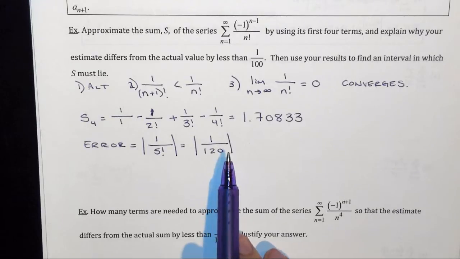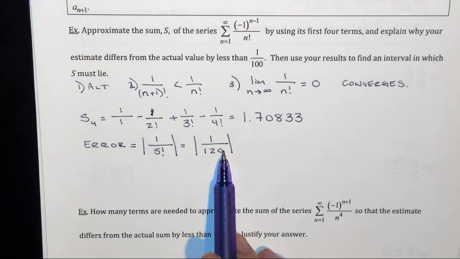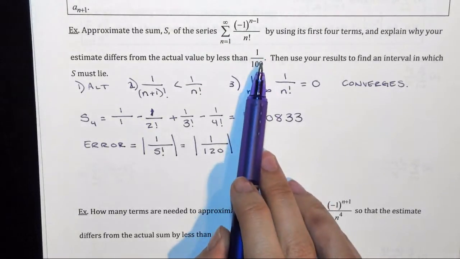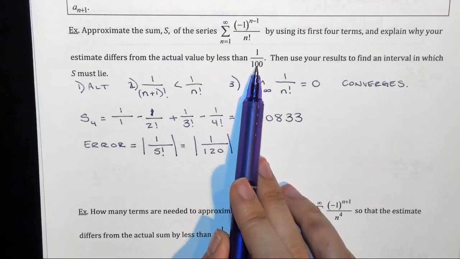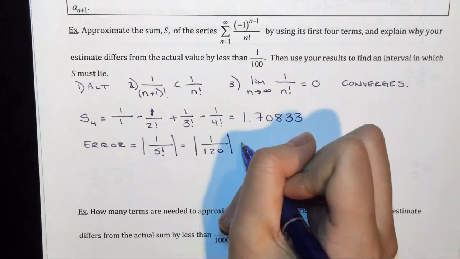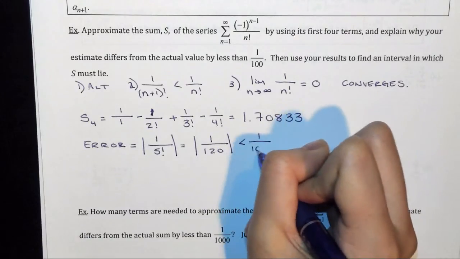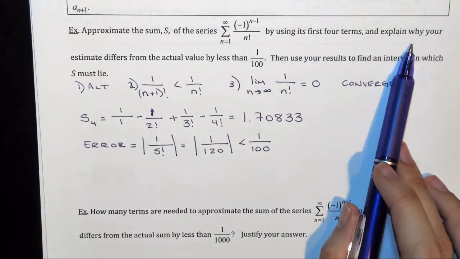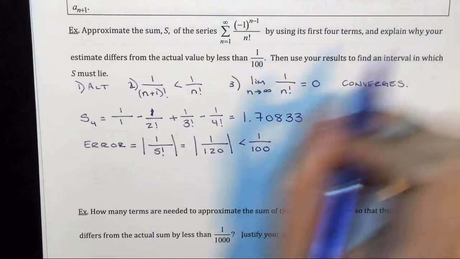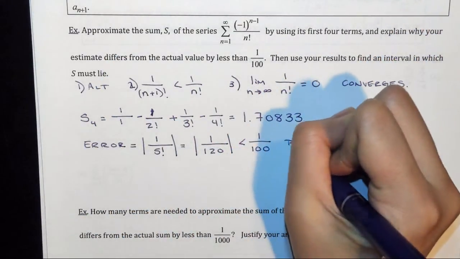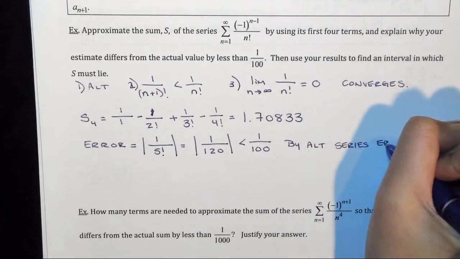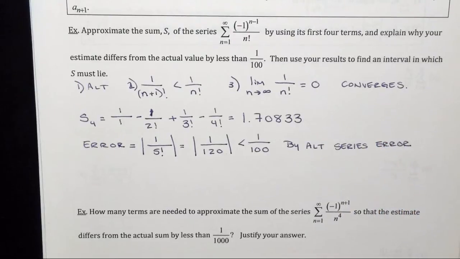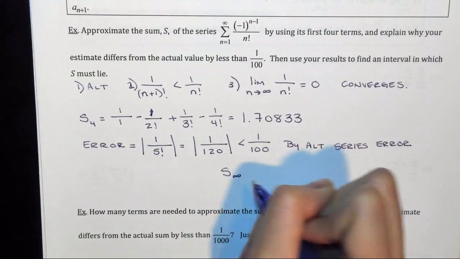If I can say that my error is 1 over 120, and I want to prove that it's off by less than 1 over 100, well, my error is 1 over 120. That's less than 1 over 100. So that's why you can explain why your estimate differs from the actual value. You can say by alternating series error. Okay?